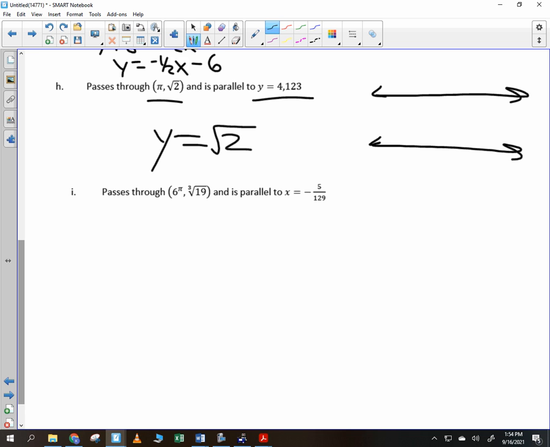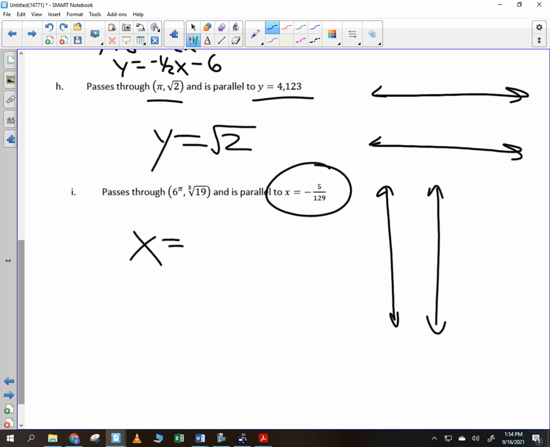This one passes through 6 to the pi power and cubed root of 19. Looks confusing, but there's nothing special about those values. It says it's parallel to x equals negative 5 over 129. What kind of line is that? Vertical. So if it's parallel to that, what kind of line is it going to be? Okay. So if it's a vertical line, is it going to be x equals or y equals? X equals 6. Excellent job.